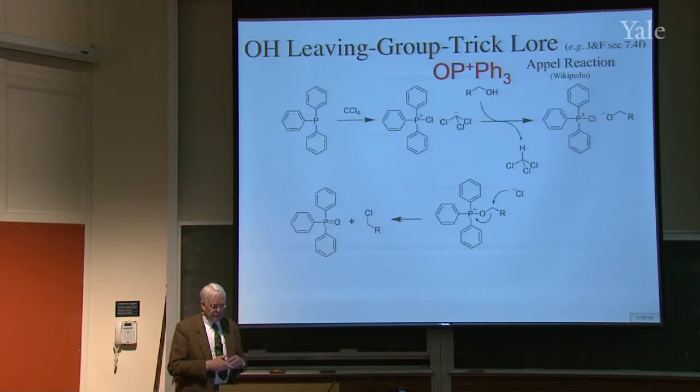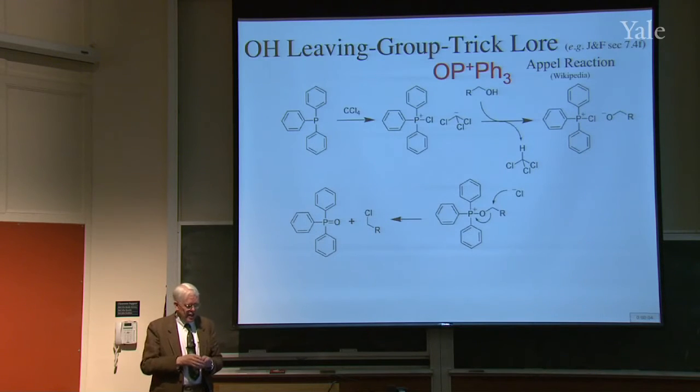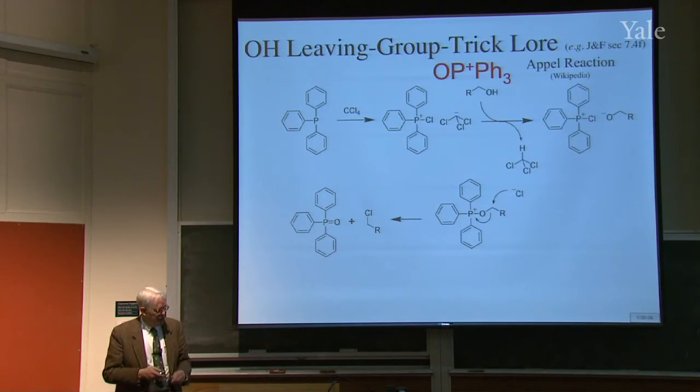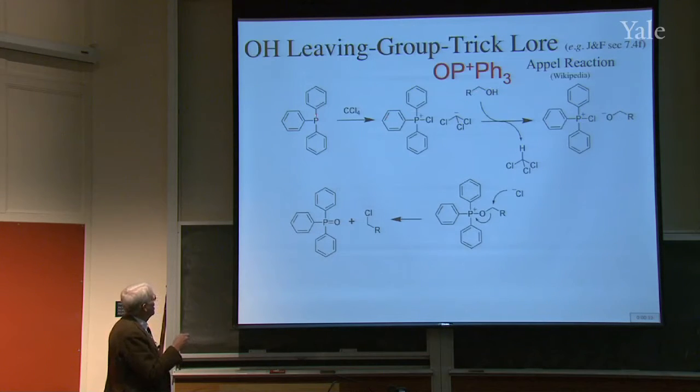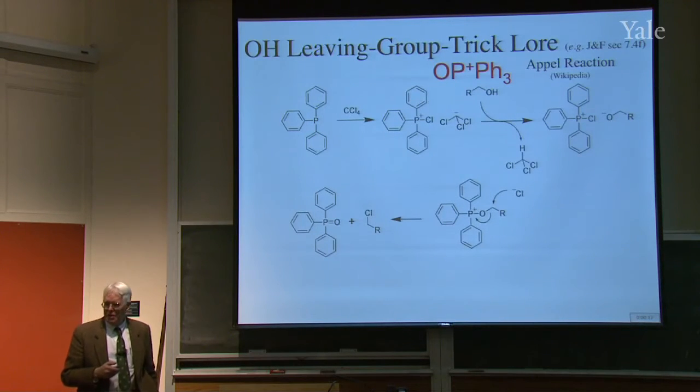But what you learn here is that this leaving group is good enough to do that, even though it's a bridgehead. Okay? Another trick is this one called the Appel reaction. I took this figure from Wikipedia. The reagents that you add to the alcohol are triphenylphosphine and carbon tetrachloride, an unusual reagent. You more often would think of that as a solvent than as a reagent.